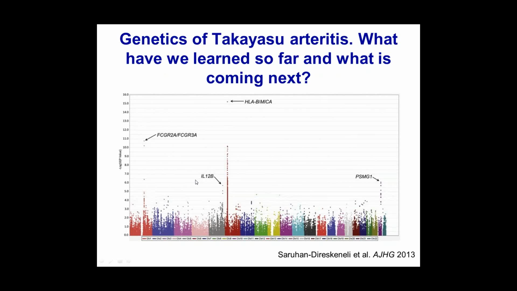In fact, there is a biologic treatment now approved for treating another disease that targets this molecule. So perhaps this treatment can be explored further in Takayasu arteritis based on these findings.